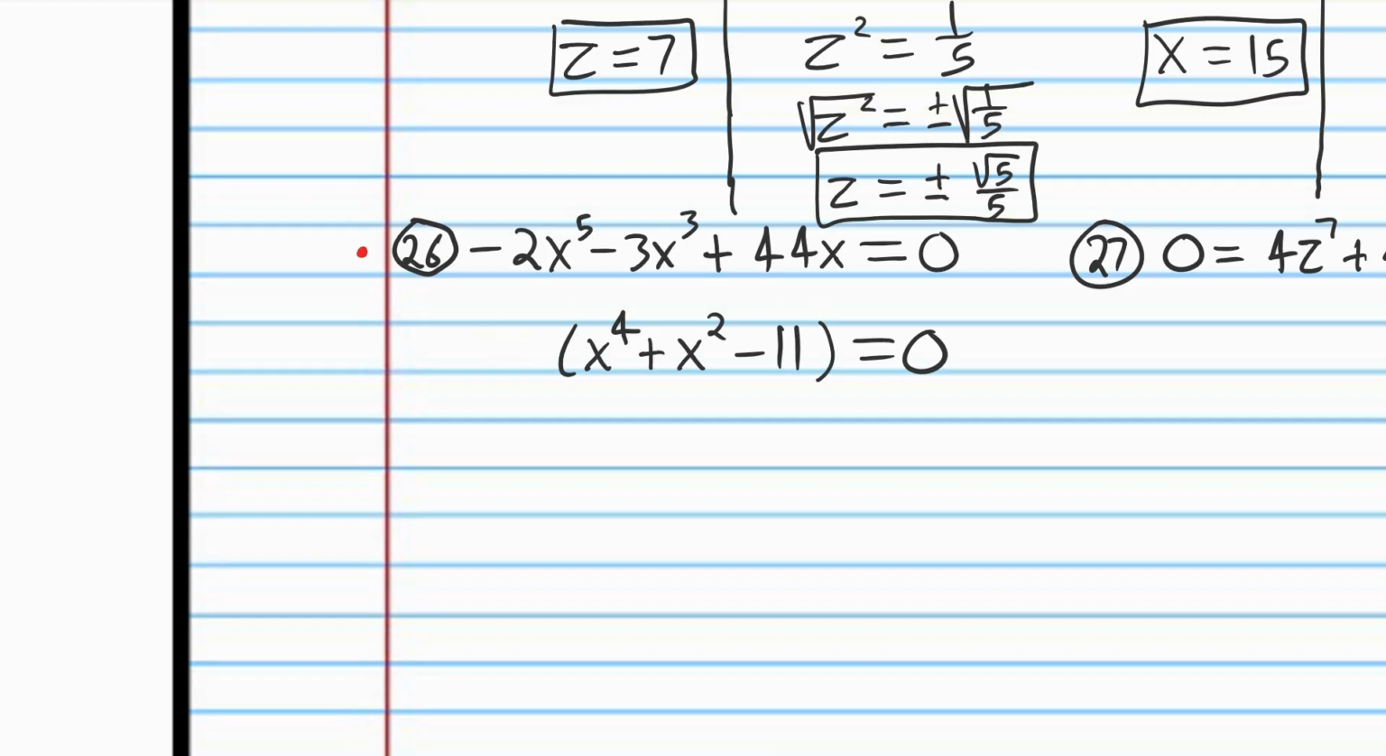You see? Sometimes you do it incorrectly. I got to start all over. Sorry about that. Looks like we can pull out a negative x, and that's about it.